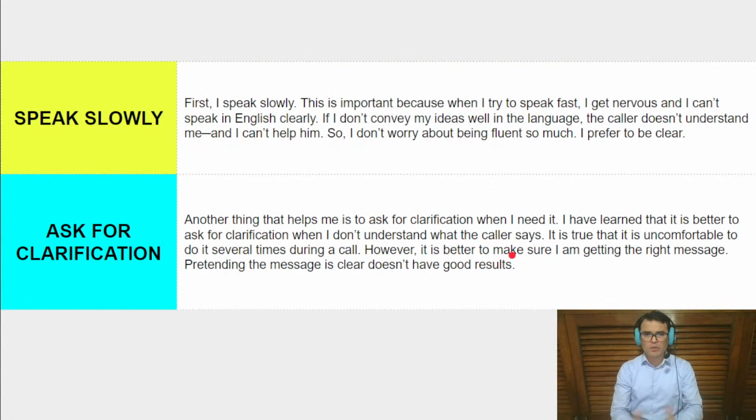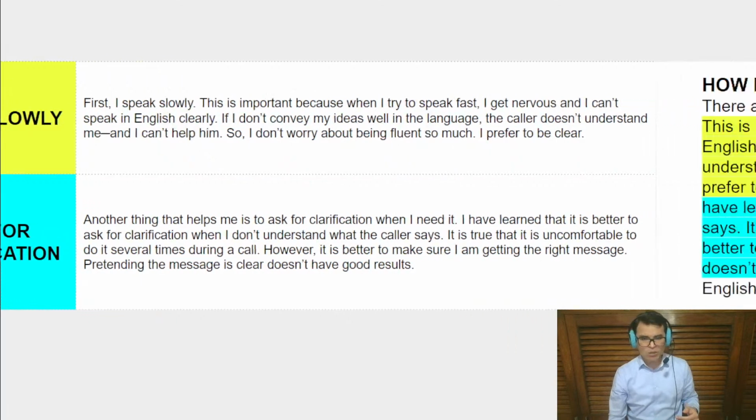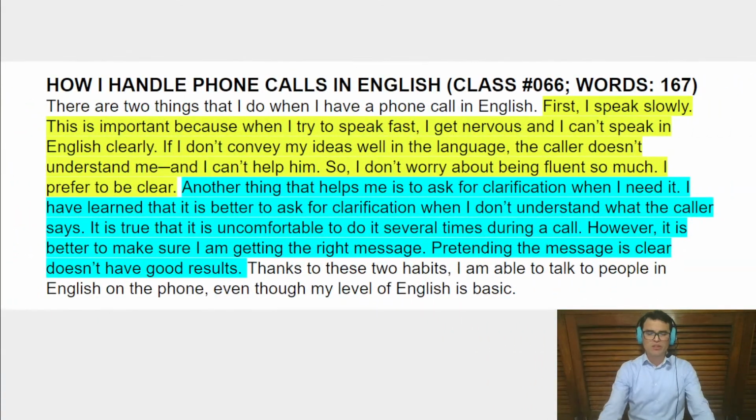And this is a table, a graphic organizer that has helped me organize my ideas before actually writing the paragraph. The first part was about speaking slowly when I have a phone call in English. The other one is about asking for clarification. So after writing the ideas down here, I was able to have a very nice paragraph like this with 67 words divided into two parts.